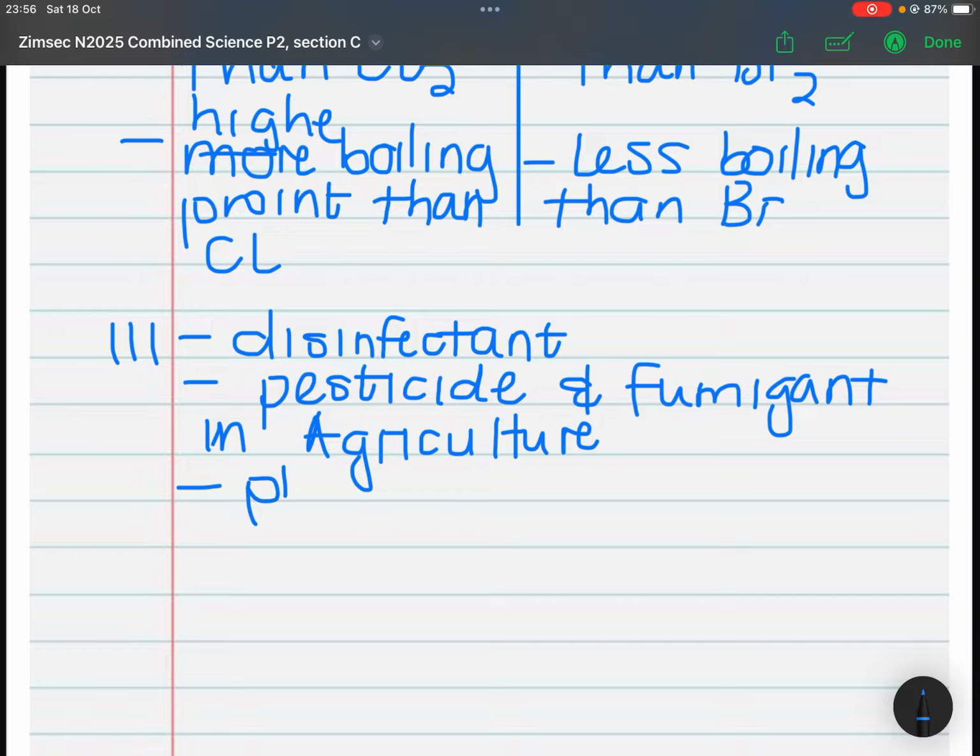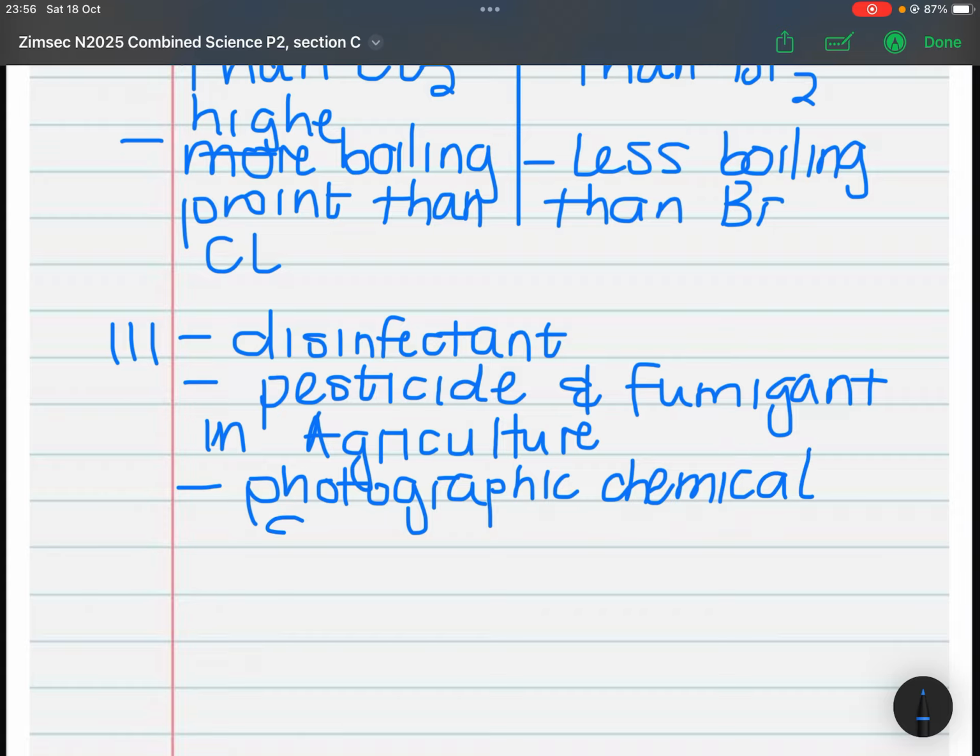So we are saying photographic chemicals. And also it is used in the production of dyes. So these are some of the uses of bromine.